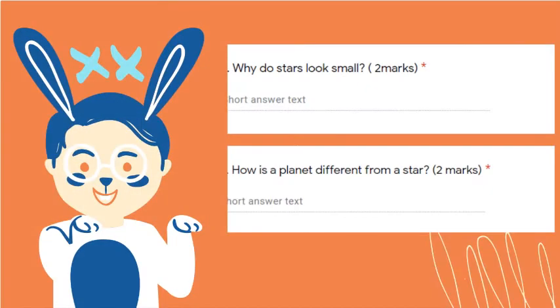First, let's discuss stars. Why do stars look small? And how is a planet different from a star? Stars look small because they are very far away from us. A planet can be different from stars because it can be smaller or bigger than stars and is not glowing, producing their own light.